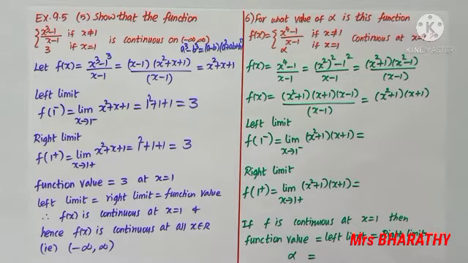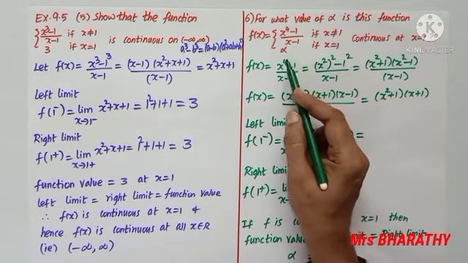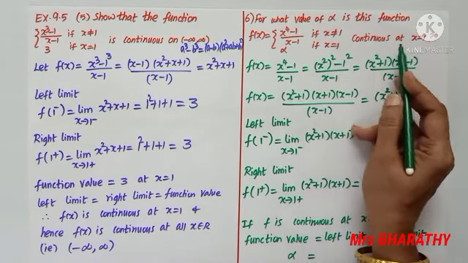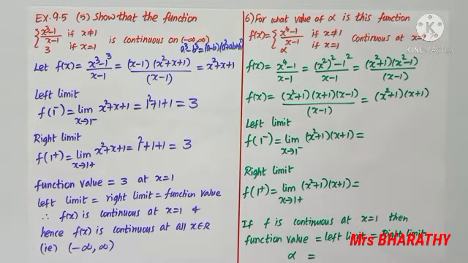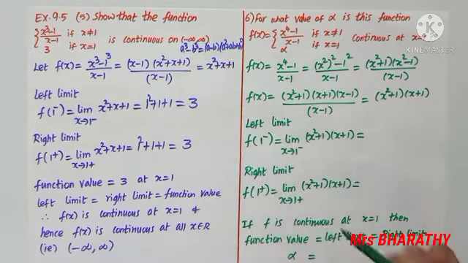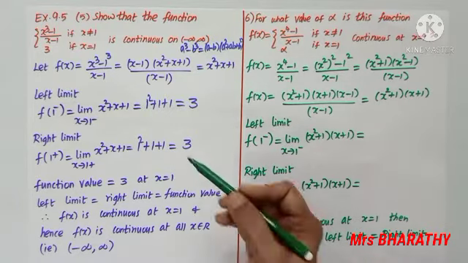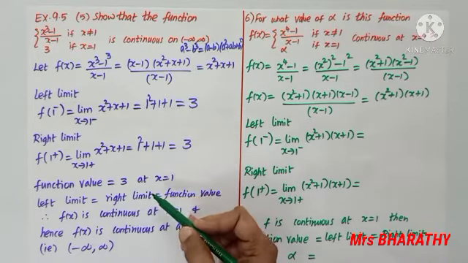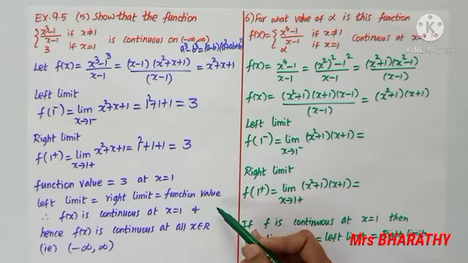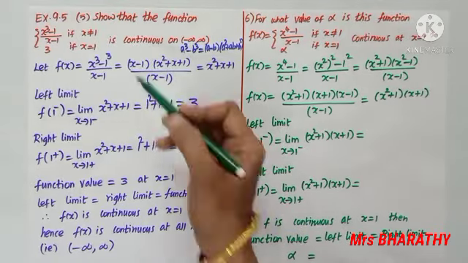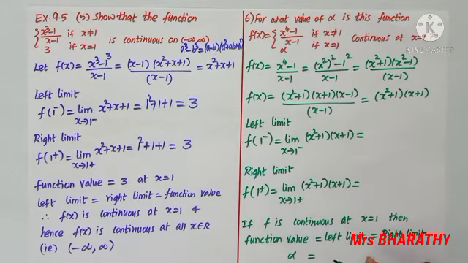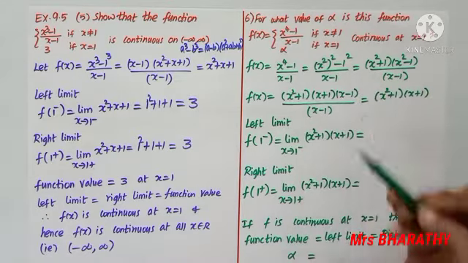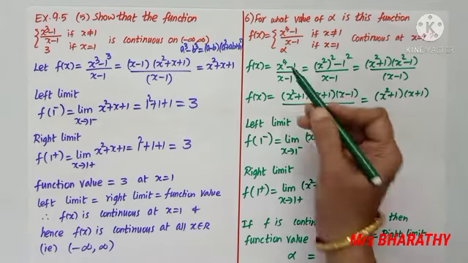Question number 6. For what value of alpha is this function f of x equals (x power 4 minus 1) by (x minus 1) if x is not equal to 1, and alpha if x is equal to 1, continuous at x is equal to 1? What is the difference between these two problems? Here we check whether left limit, right limit and function value are equal, and so we declared continuity. But in this problem, they have given continuity. We need to find alpha.